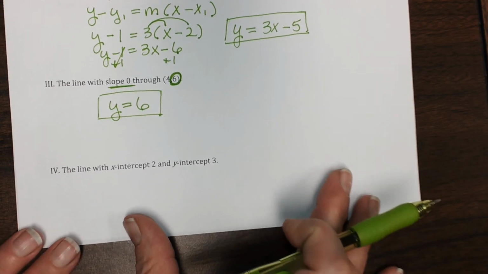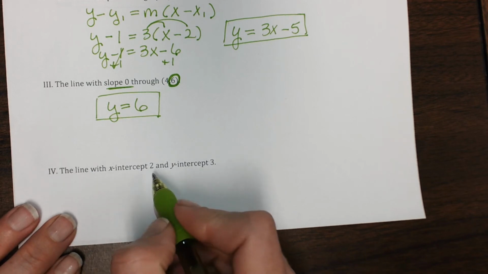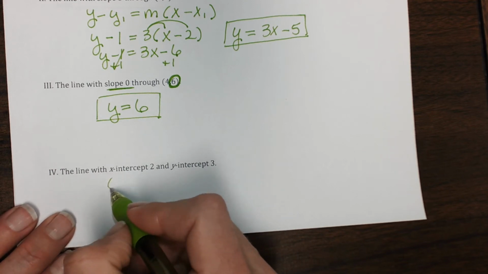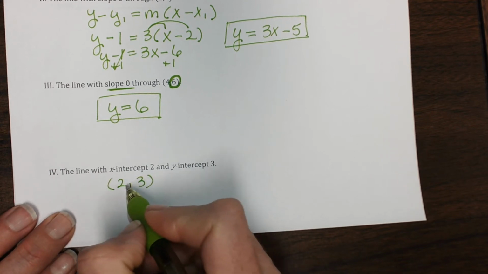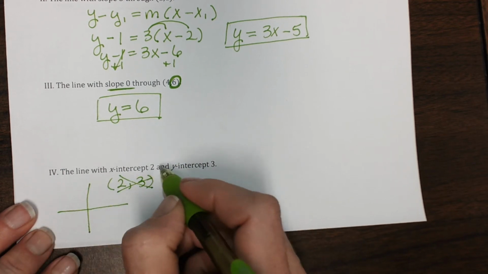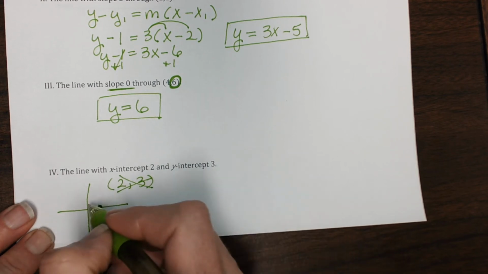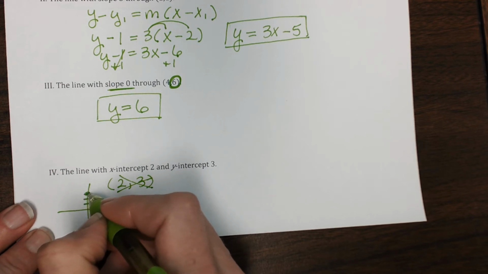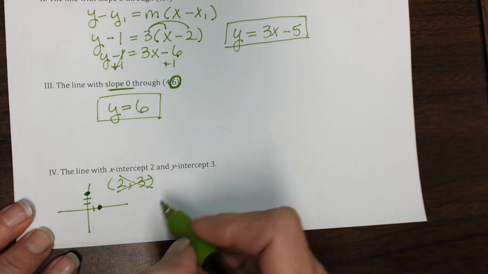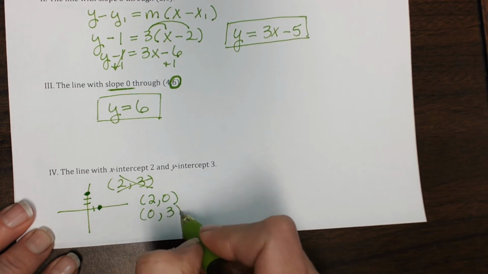Now, this is probably one of the trickier problems that you might see. When we see an x-intercept of 2 and a y-intercept of 3, many of our brains want to make this the point (2, 3), but it is not the point (2, 3). Remember that the x-intercept is where it crosses the x-axis. So we're over here at 2, and the y-intercept is where it crosses the y-axis, and we're up there at 3. So you notice that these are two different points. They are the points (2, 0) and (0, 3).